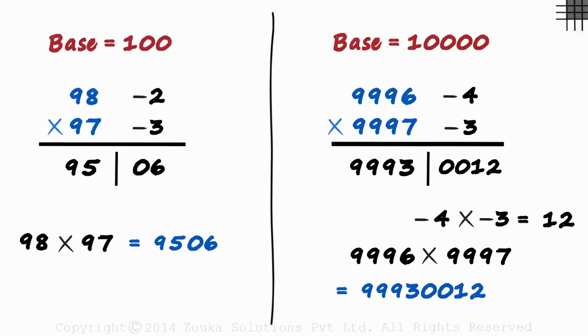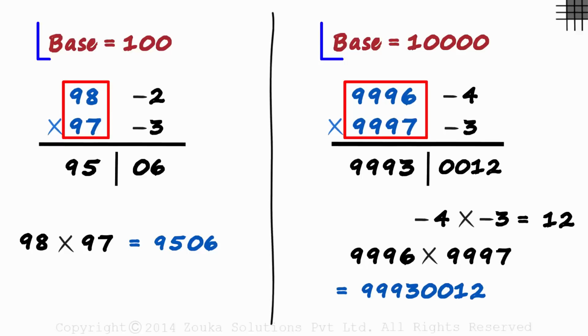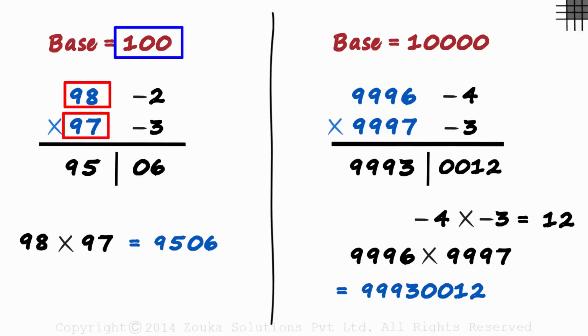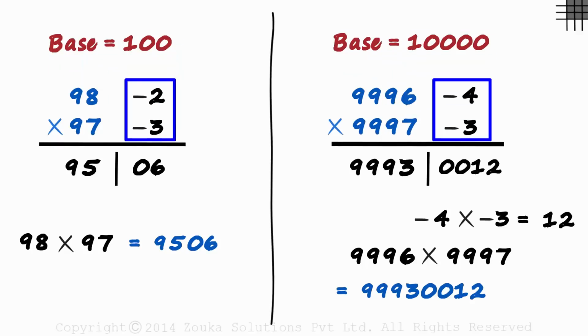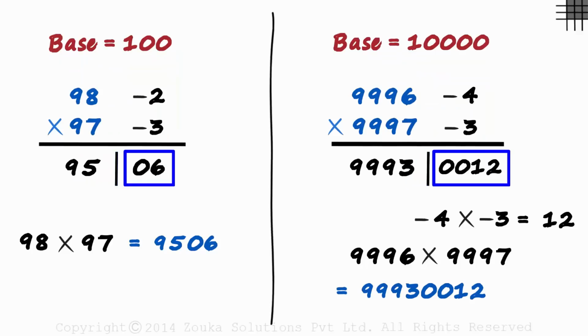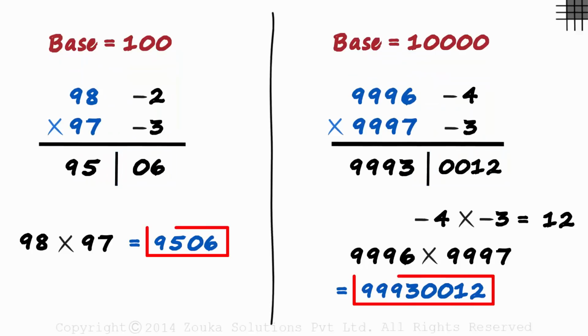Notice that in all the examples we saw, both numbers were below the base. 98 and 97 were below 100. 9996 and 9997 were below 10,000. We will look at a couple of more examples in the next part of the session. Don't forget the steps. Find the base, find the deviation, find the sum, and find the product. And we get the answer.